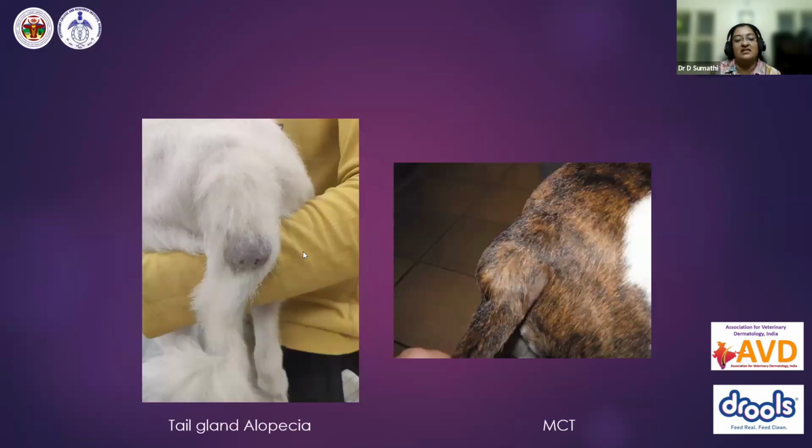So here it is a tail gland alopecia, and there is a small nodule here, but this is not a big thing to be worried about. But here, if you see, again it is on the tail, but it is going to be a mast cell tumor. So in case you have raised lesions like this, then you have to go for a cytology.